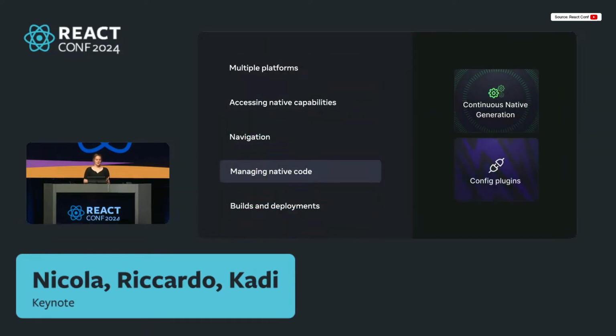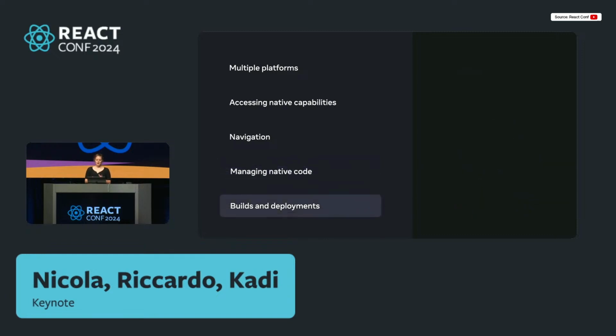So to better manage the native code in your app, you can generate it dynamically using continuous native generation, and use config plugins for any additional changes. Now, let's move on to the last and perhaps the most difficult part of native development, and that is the native builds and deployments.